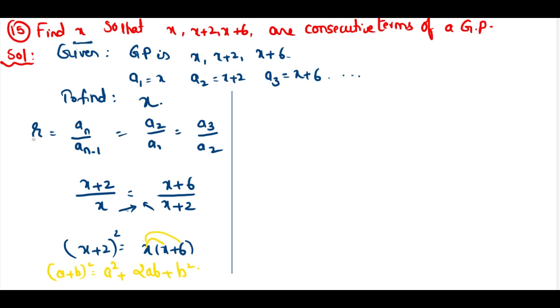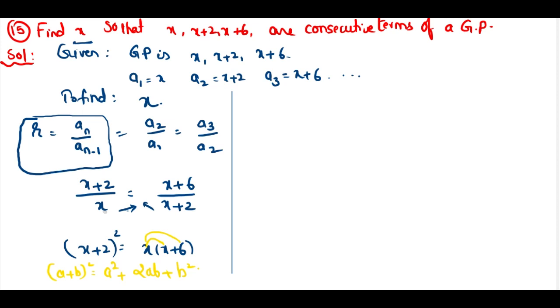Because the given series is a GP, the common ratio will be the same. What is the formula for common ratio? R is equals to an upon an minus 1. Here we have the values a1, a2, a3. So a2 divided by a1 will be the common ratio, which will in turn be equal to a3 divided by a2. We will substitute the values in the above equation. So x plus 2 divided by x is equals to x plus 6 divided by x plus 2.